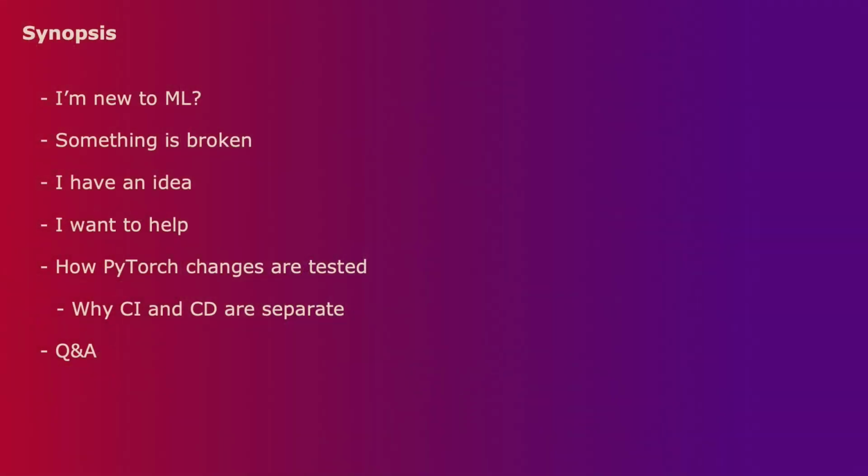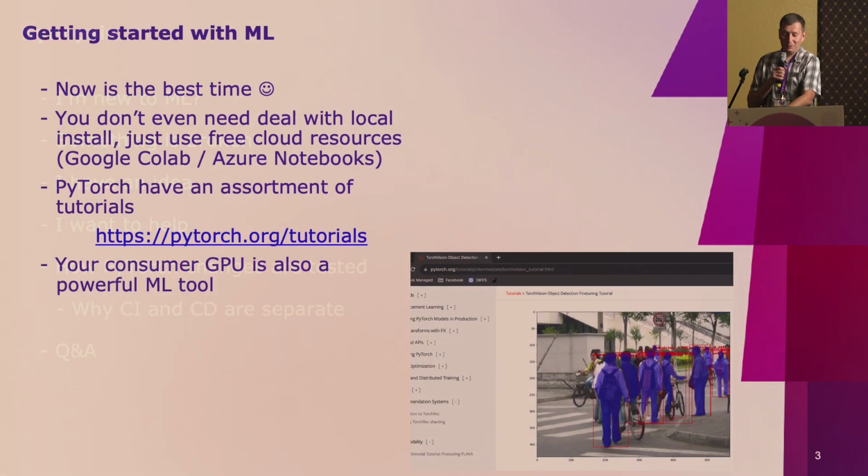So, a quick synopsis of what I'm going to talk about. What if you're new to ML? What if something is broken with your program? What if you have an idea how to help? What if you want to help? And how do we test the changes in PyTorch? So let's start from the beginning.